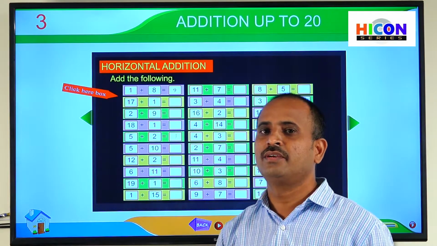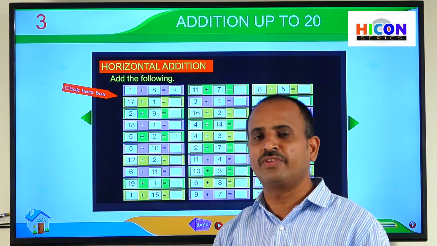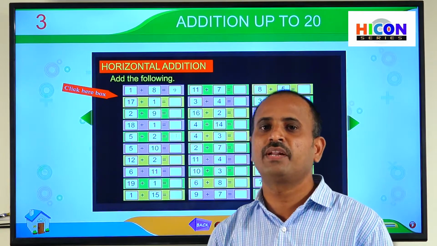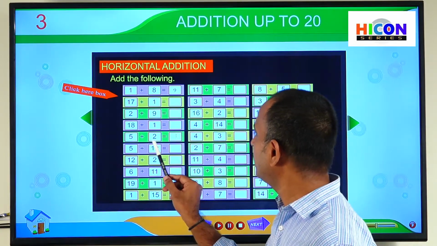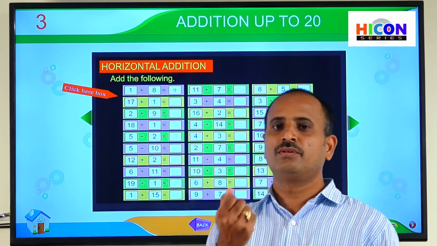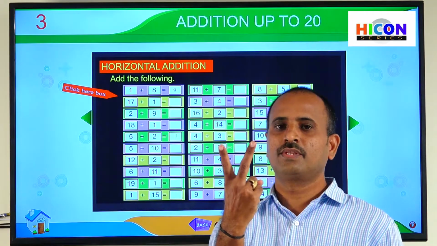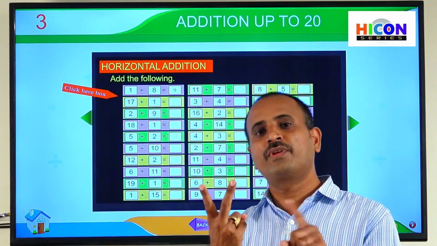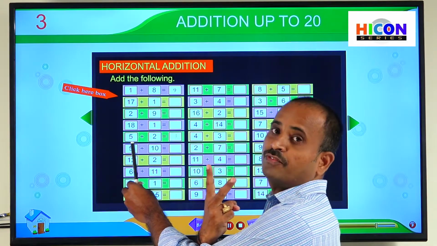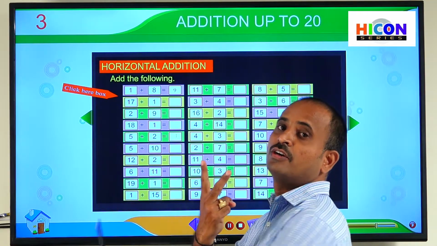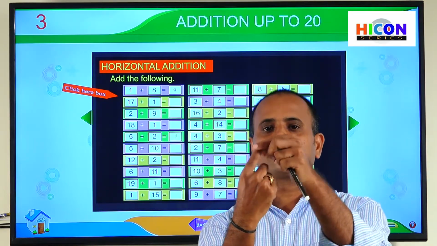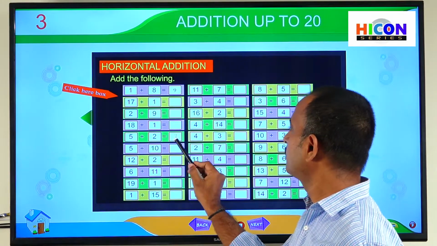So remember children, while doing addition with fingers, always open your fingers equal to the second number in the addition. So what is the second number here? 2. So now open two fingers of your hand. So 1, 2. Now start counting after the first number. So what is the first number here? 5. So what will we get after 5? After 5 we will get 6. So start counting from 6. So 6, 7. So write 7 here.